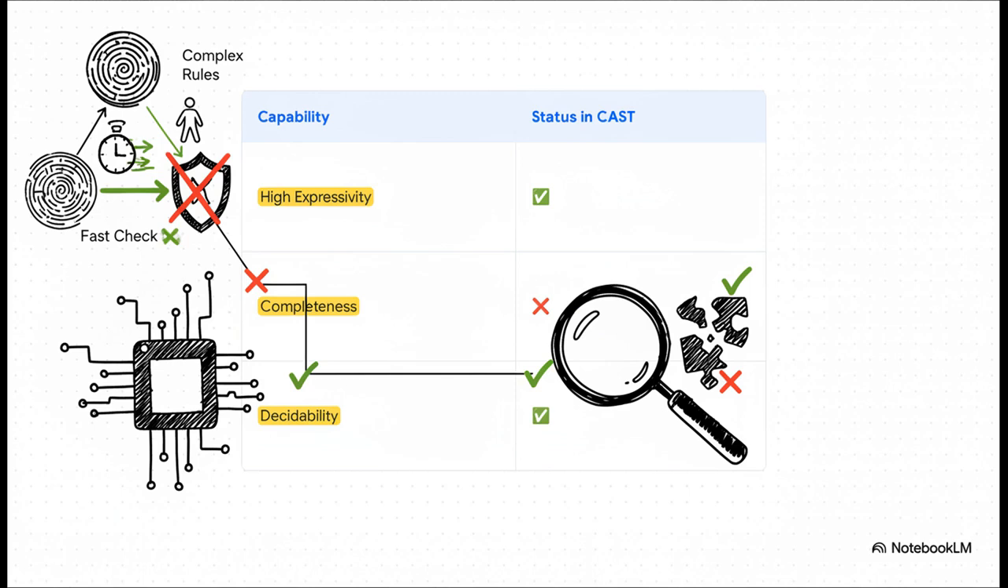CAST makes a very deliberate, very safe choice. It says yes to complex rules and yes to a fast, guaranteed check. What it gives up is completeness. That means it might sometimes be overly cautious and block an action that was actually safe. But in exchange for being a little conservative, you get a rock-solid mathematical guarantee for the rules you do have.